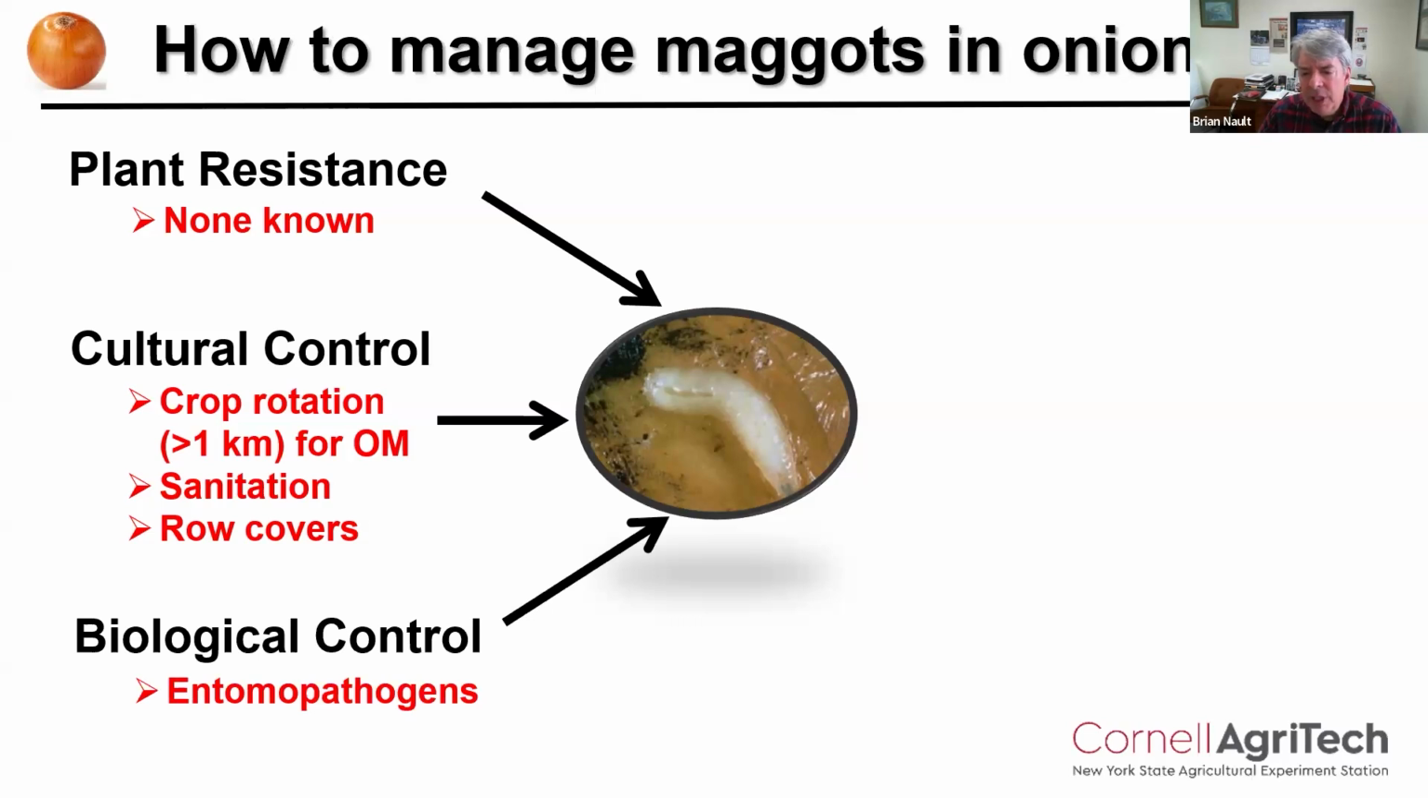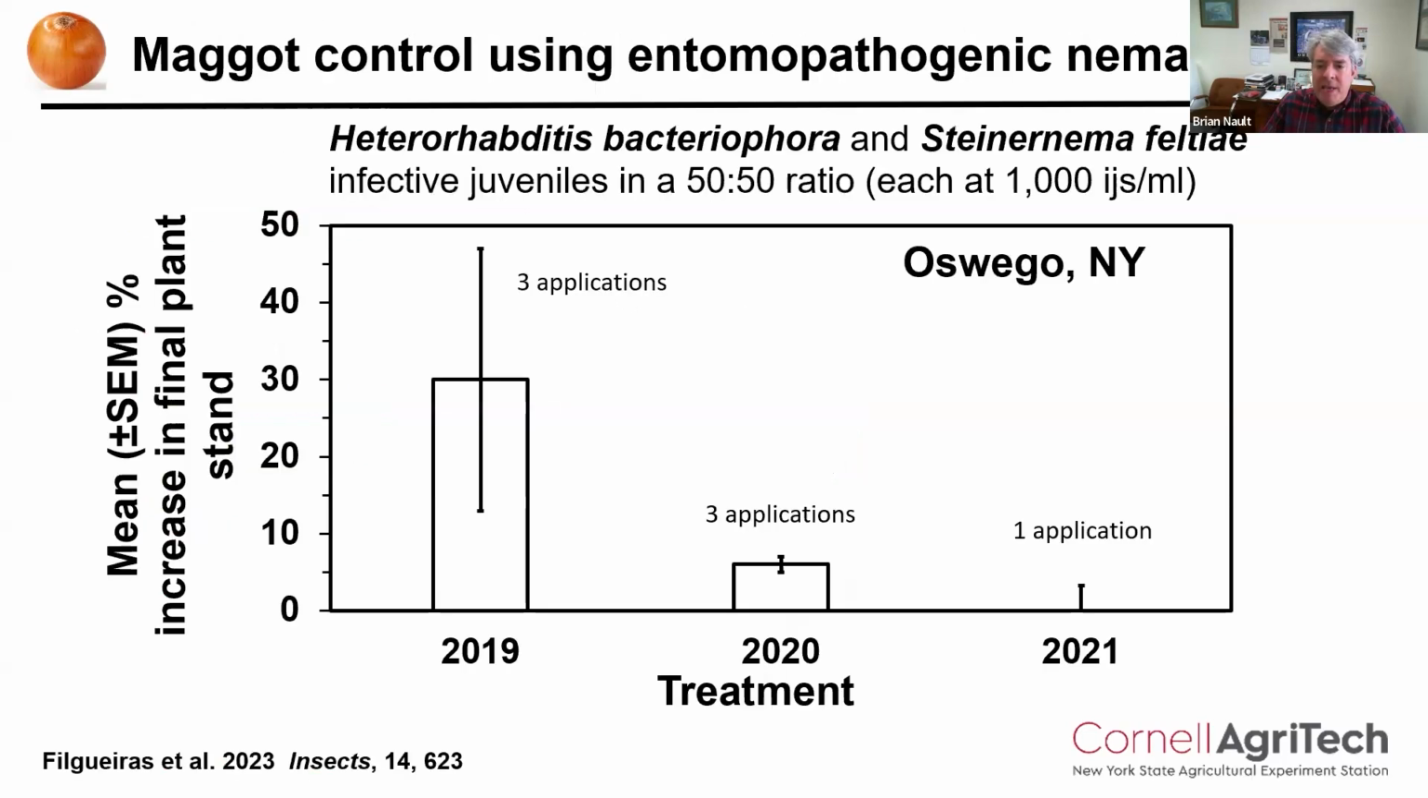Biological control. I haven't really spent much time in my career looking at this aspect, but I did look at entomopathogenic nematodes a few years ago. And here are the results from that study. What basically we did with these entomopathogenic or insect-killing nematodes, very different from the ones that infest onion and cause problems, right? These kill insects. So we used two different species, Heterorhabditis bacteriophora and Steinernema feltiae, mixed them up in a tank, and then sprayed them at the base of onion plants 3 different times in 2019, you see here.